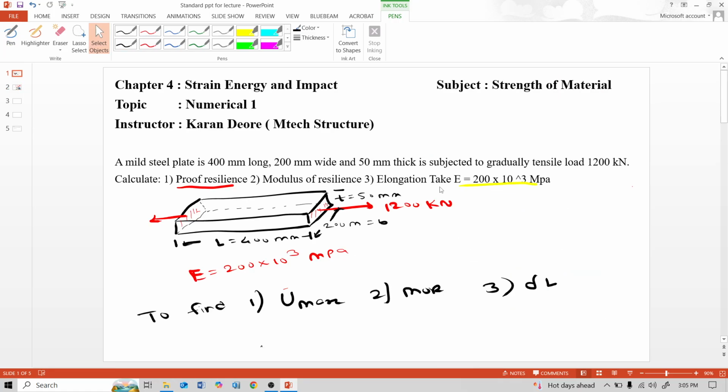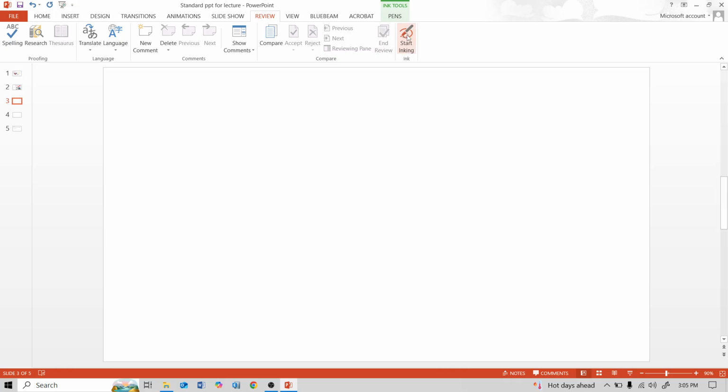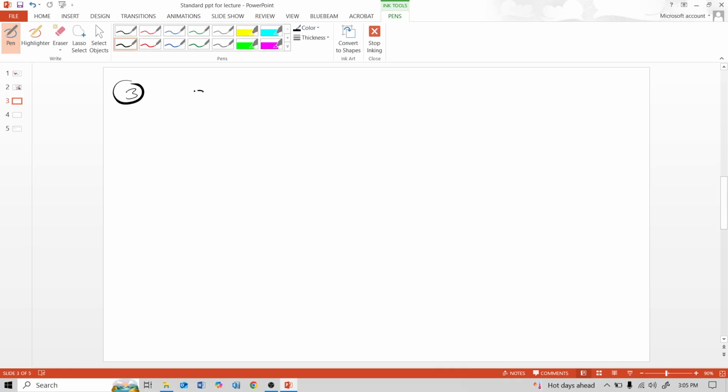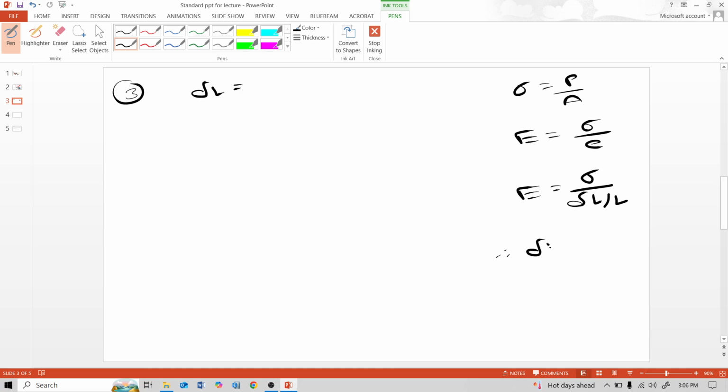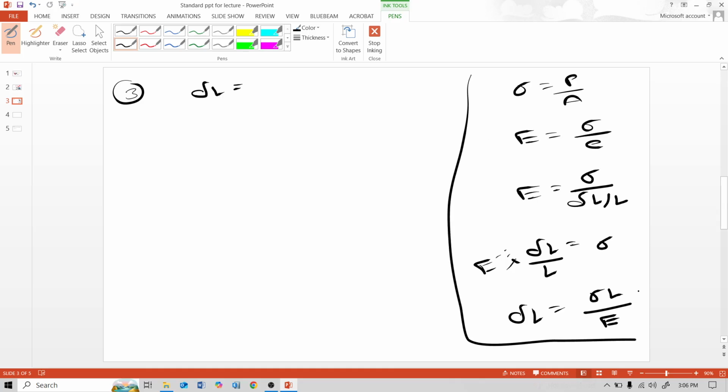And third problem statement is elongation. See, if you don't remember elongation formula also, so what we do, we know stress formula, stress is load upon area, and we also know that E formula, E is stress upon strain, and we know stress upon E is change in length upon original length, and from that change in length is stress into L upon E. So solve like this in exam if you don't remember this.